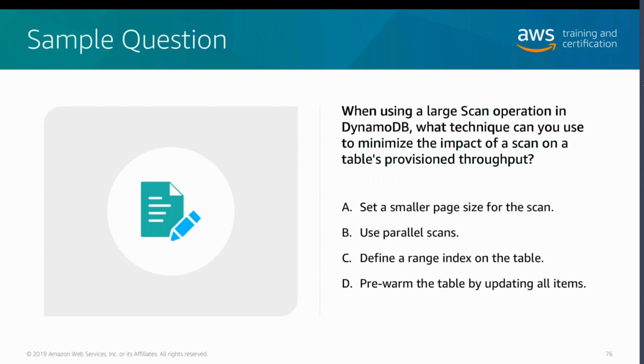When using a large scan operation in DynamoDB, what can you do to minimize the impact of a scan on a table's provisioned throughput? So we're doing a scan, which means we're reading every single record in the DynamoDB table. It's asking us to minimize the impact of that scan. So we're going to read everything. We want to minimize the overall impact and size.